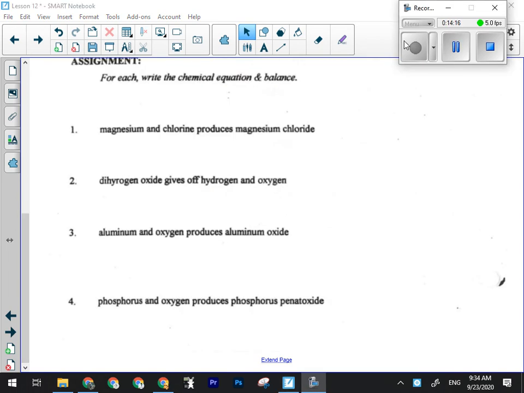All right, so for these 4, we're given the word equation. We need to go to the formula form of it, identify the type, and balance. So for our first one, we have magnesium, just an element, not with anything, reacts with chlorine. What do I need to remember about chlorine? It comes as a 2, right? It's special. That's going to form magnesium chloride.